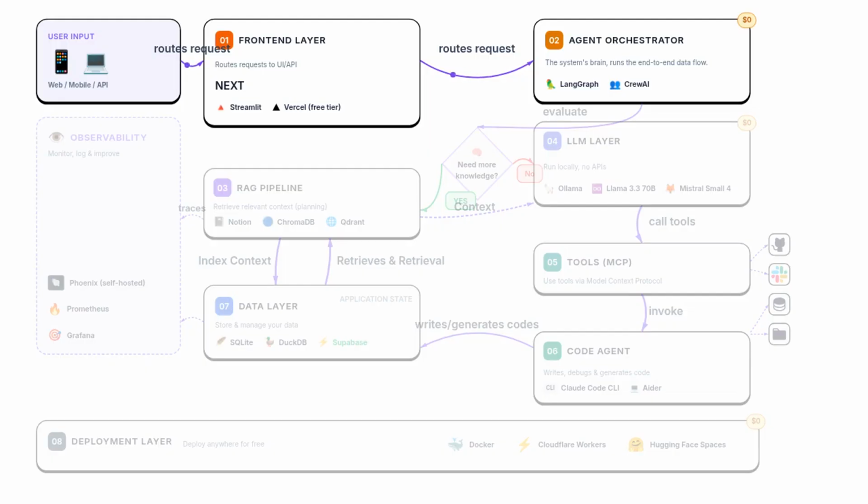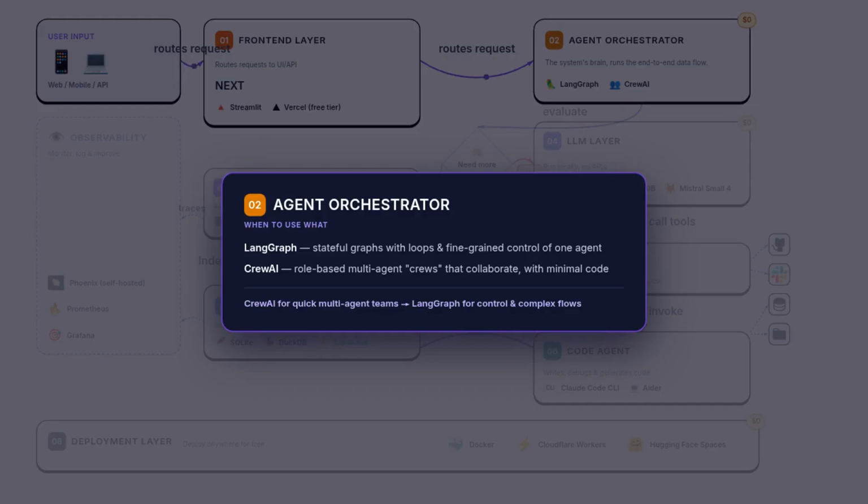Next, the Agent Orchestrator, the brain that runs the end-to-end flow, powered by LangGraph or CrewAI. Pick CrewAI when you want a team of role-based agents collaborating with very little code. Choose LangGraph when you need fine-grained control, loops, and complex branching in the flow.